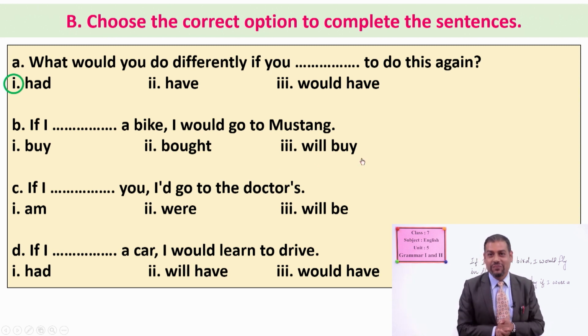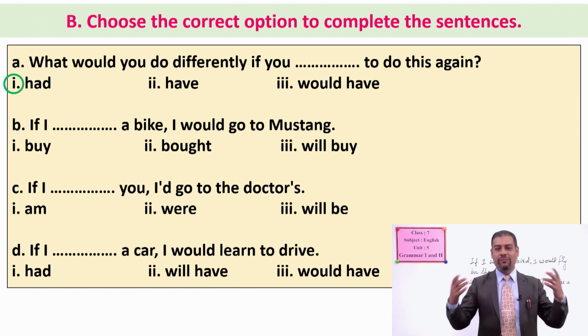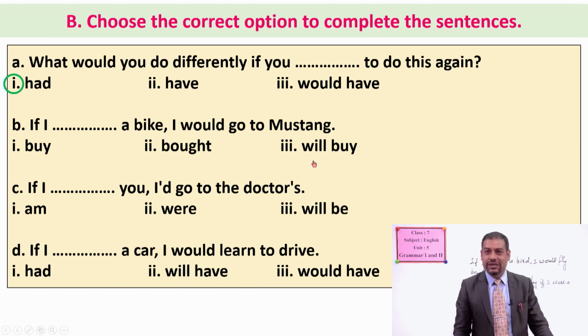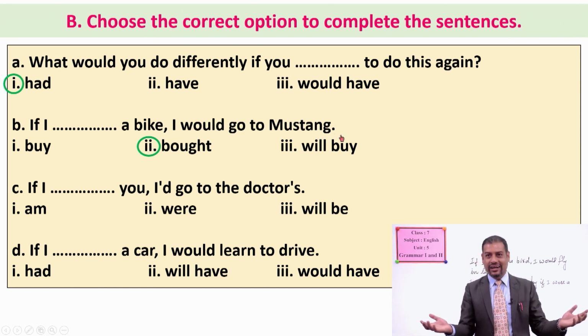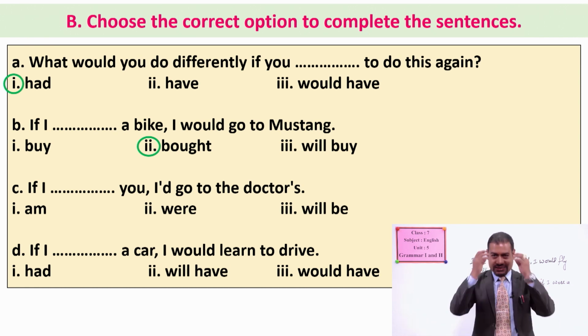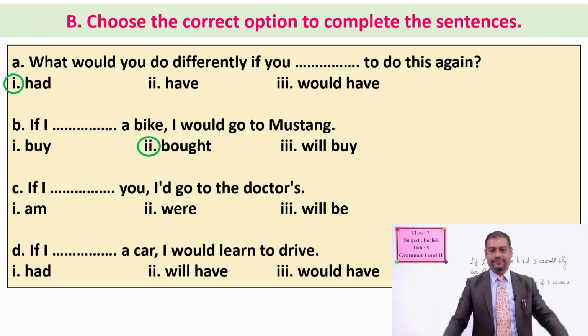Which one is the simple past, Bob? Here. Buy or bought or will buy. Which one is? Yes, you are right. That is, let me show, bought. Okay. If I bought a bike, I would go to Mustang. But I haven't bought a bike. I don't have a bike now. Okay. It is an imagination.